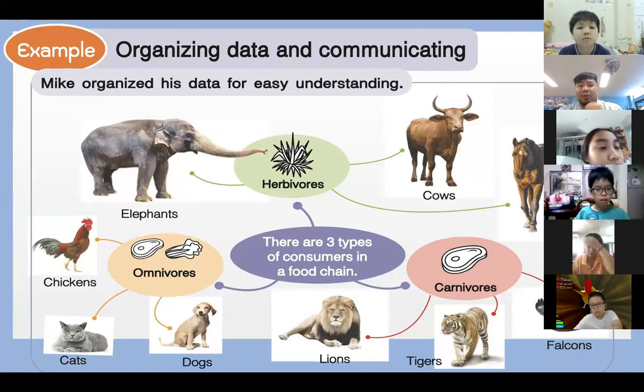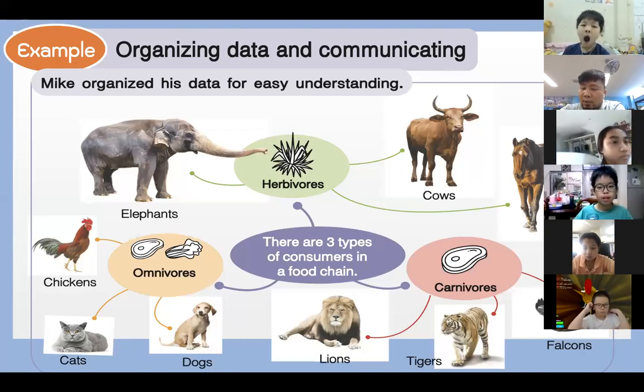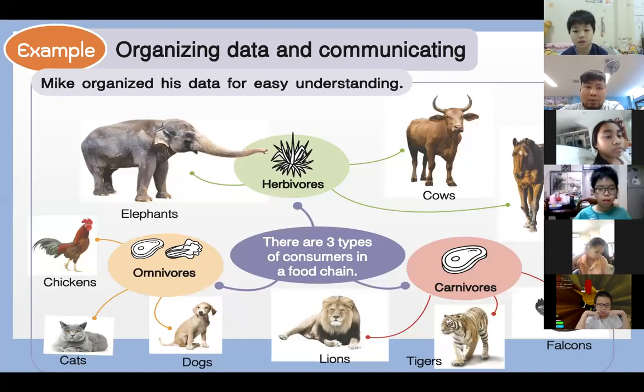In this one, Mike organized the different types of animals. There are 3 types of consumers in food chain. What is the first one? We have herbivore. These are the animals that eat only plants. The next one is carnivores, animals that eat meat. And the last one is the omnivores, animals that eat both plants and meat. So Mike organized his data this way.